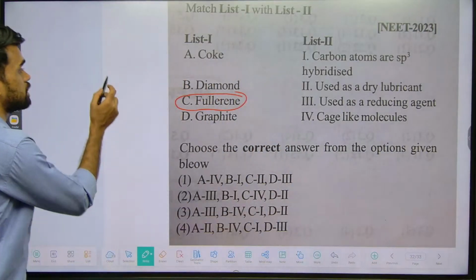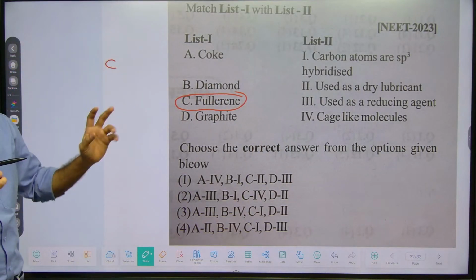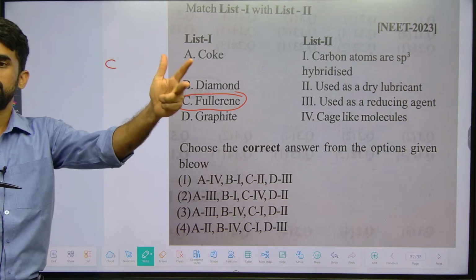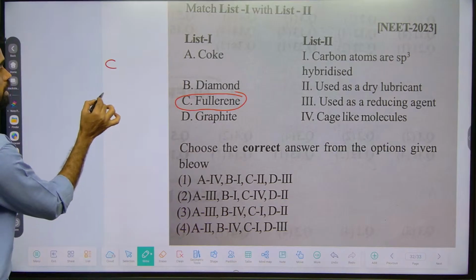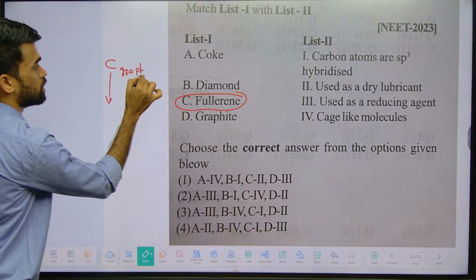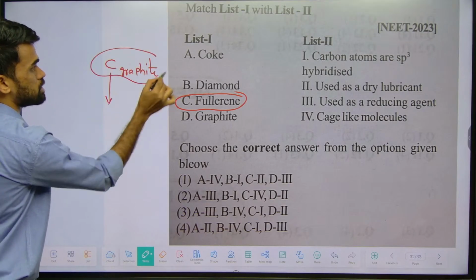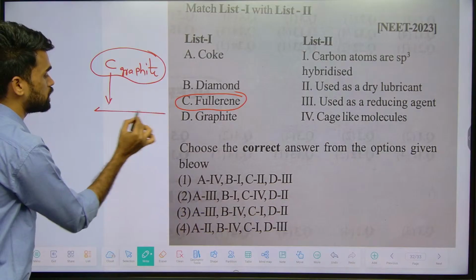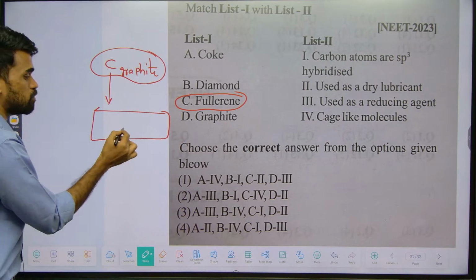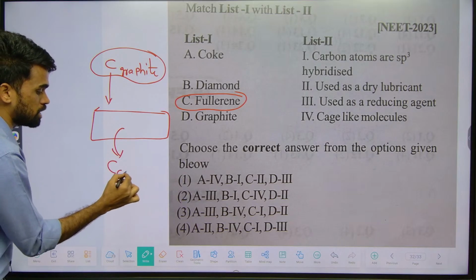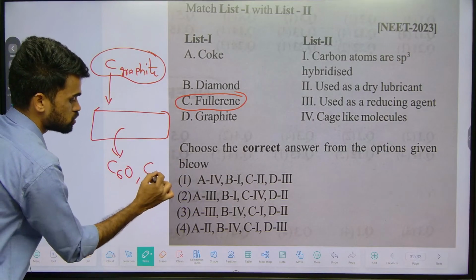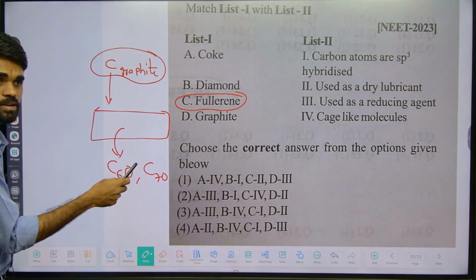See, carbon has three allotropes. What are the three allotropes of carbon? Graphite, diamond, fullerene. How are fullerenes generally formed? When you supply high temperature to graphite, it will give a sooty flame, and black soot is formed. In that black soot, they observed compounds like C60, C70, C80. All of these are considered fullerenes.